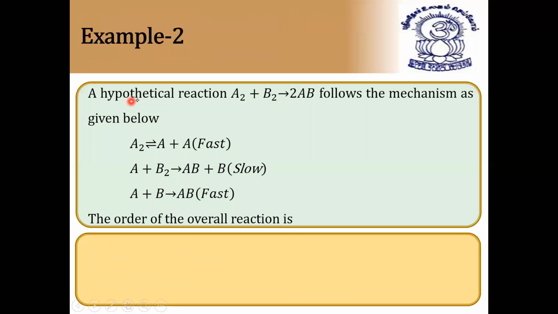Now example 2. A hypothetical reaction A2 plus B2 gives 2AB. This type of question is important for objective exams. So definitely you'll get one type of question.